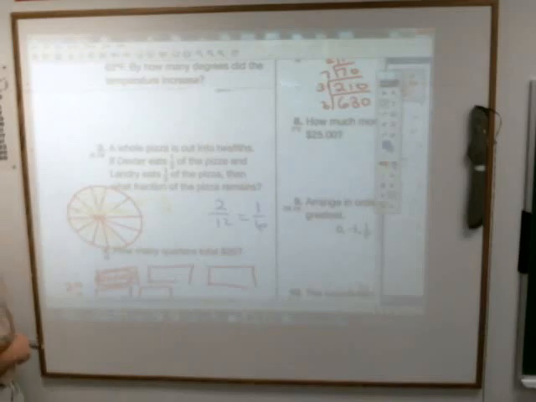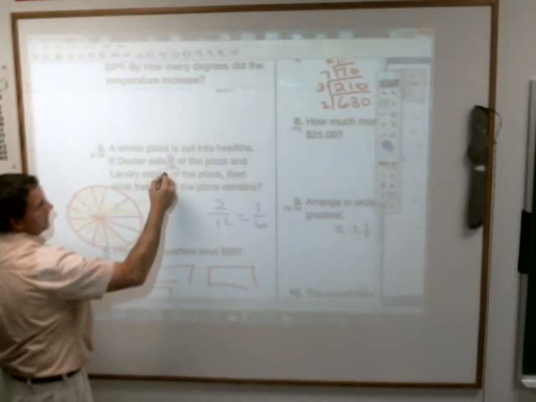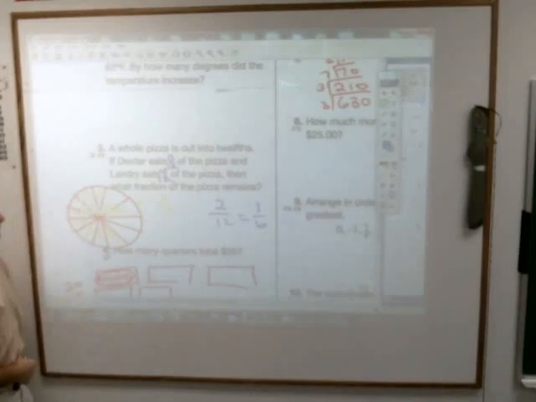Where did you go astray? Again, it's probably best to change all of these. This is 6 12s. That's 4 12s. If those 2 are gone, that means 10 12s of the pizza is gone. You have left 2 12s.